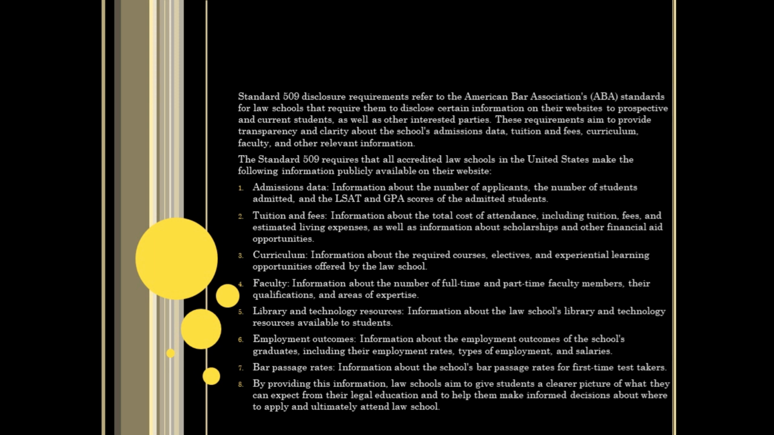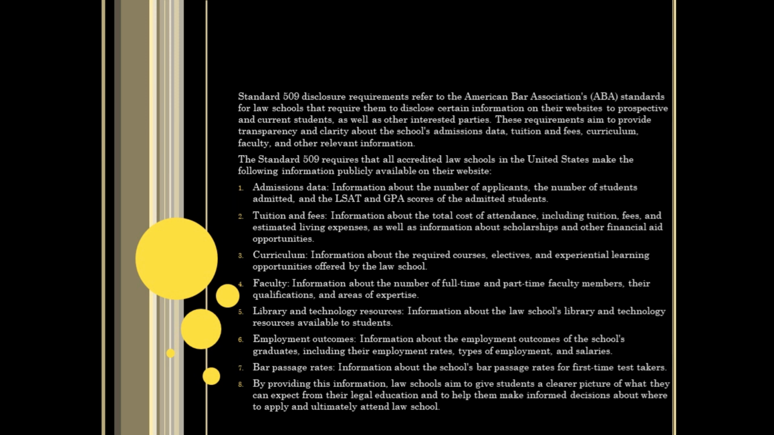These requirements aim to provide transparency and clarity about the school's admissions data, tuition and fees, curriculum, faculty, and other relevant information. The Standard 509 requires that all accredited law schools in the United States make the following information publicly available on their website. 1. Admissions data. Information about the number of applicants, the number of students admitted, and the LSAT and GPA scores of the admitted students. 2. Tuition and fees. Information about the total cost of attendance, including tuition, fees, and estimated living expenses, as well as information about scholarships and other financial aid opportunities.